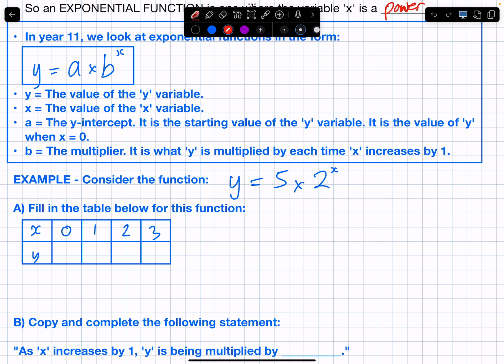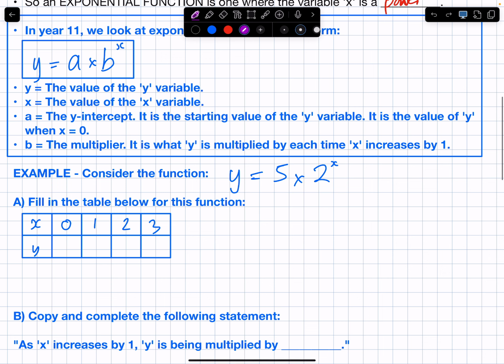Right, the first thing to do is practice actually using the function here. So the only example we're running through is this. Look at the function, y is equal to 5 times by 2 to the power of x.